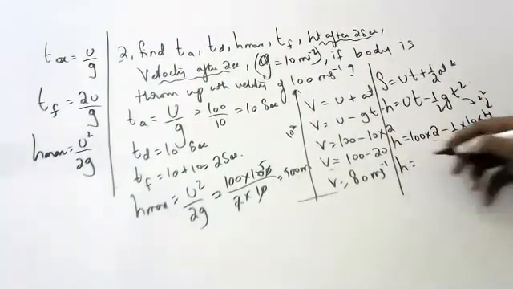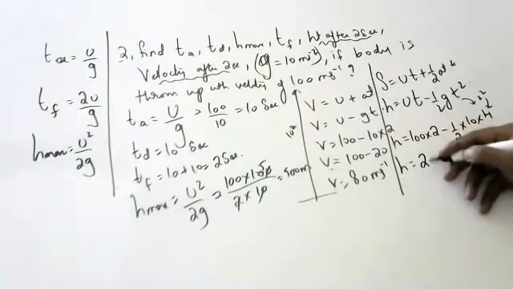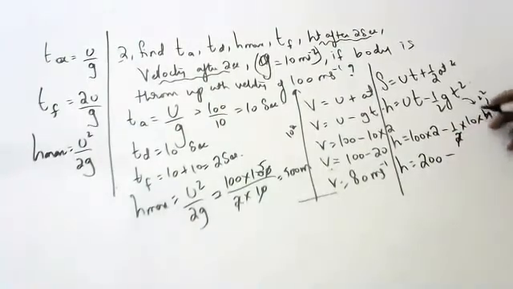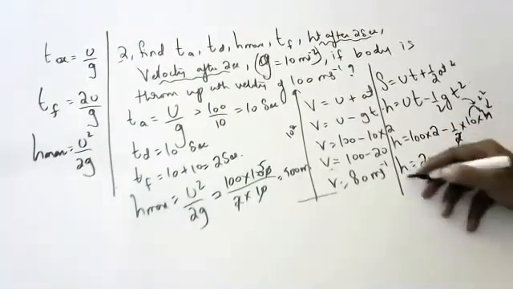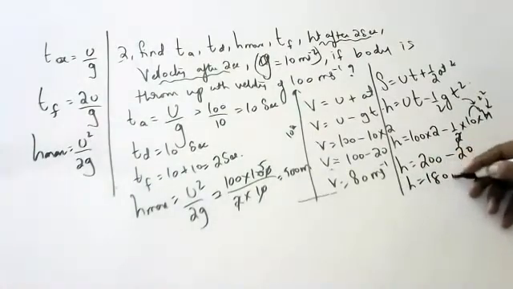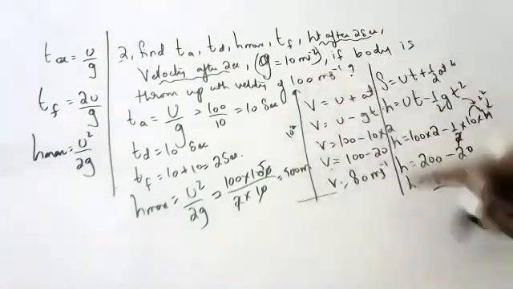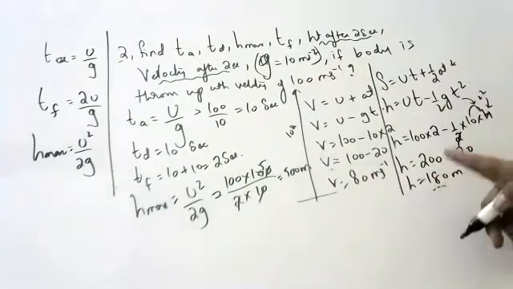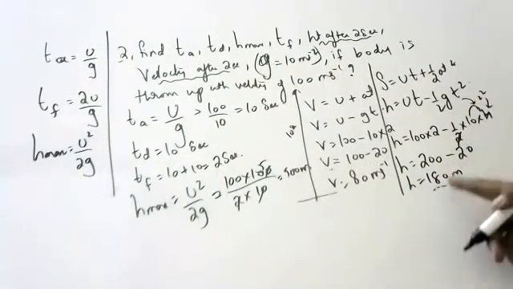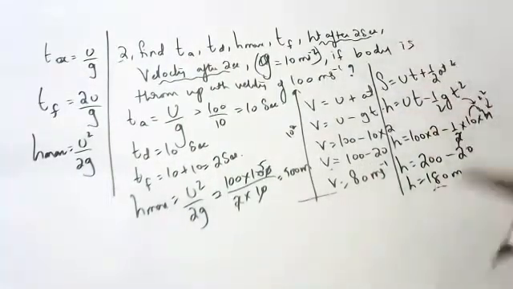Sir, 180. 180 meters. Yeah, 180 meters it went up. Children, the total is 500 meters. Out of 500 meters, already it covered 180 meters. In 2 seconds, it went 180 meters. Like that you have to do, children. Hope you are able to understand.